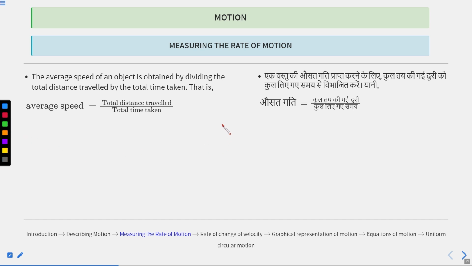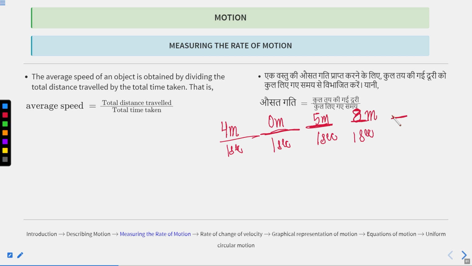Suppose that an object is covering 4 meter in 1 second. Then it is covering 5 meter in the next second. Then the object is covering 1 meter in 1 second, and then the object is covering, let's suppose, 8 meter in another second, and 3 meter in 1 second. So how will we calculate the average?